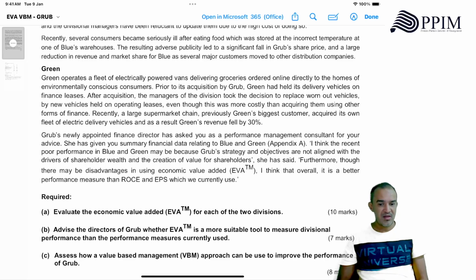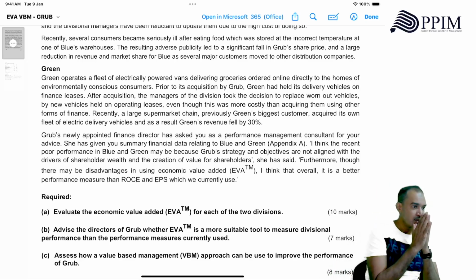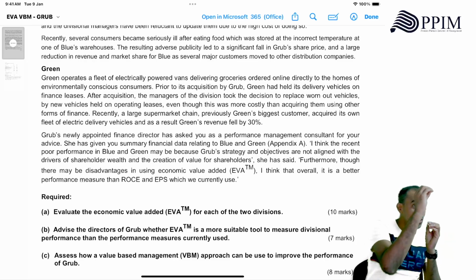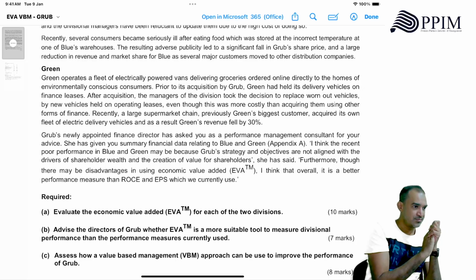Advise whether EVA is more suitable to measure divisional performance than the performance measures currently used. Now, in answering this question, you need to look at certain things. What are the advantages and disadvantages of the current measures? What are the advantages and disadvantages of EVA? And most importantly, what is suitable for the divisions?